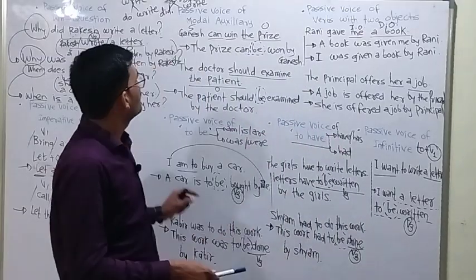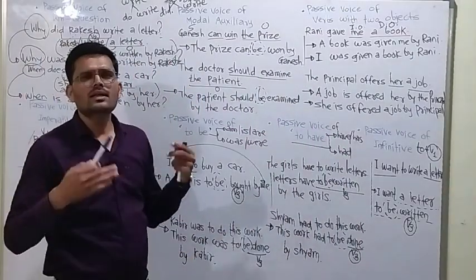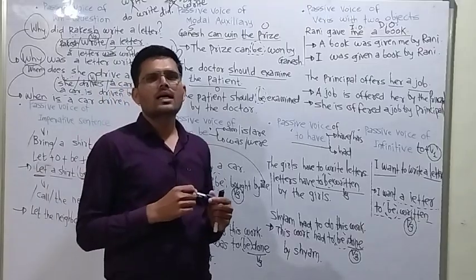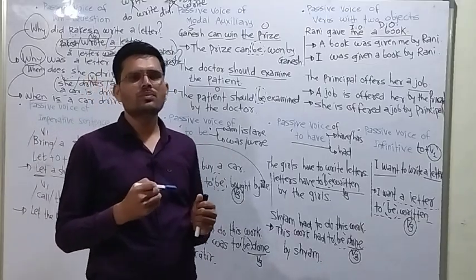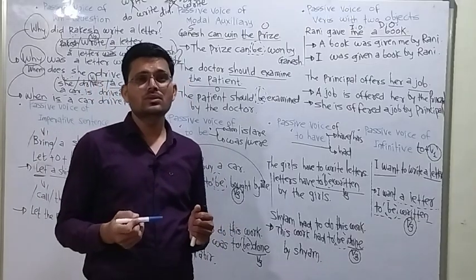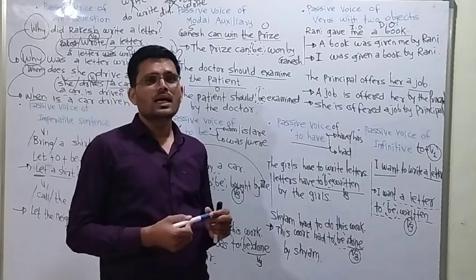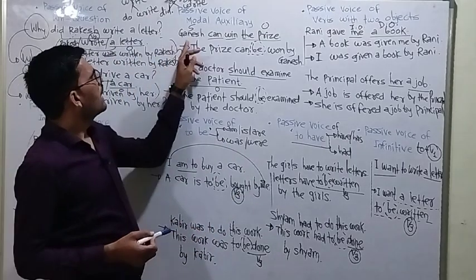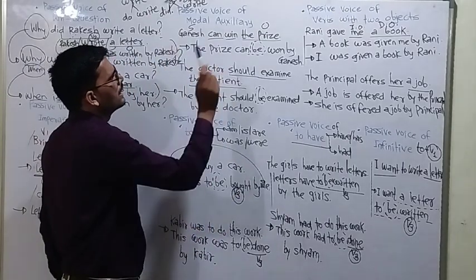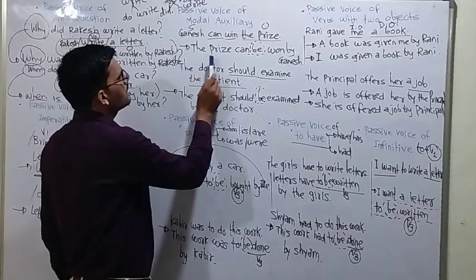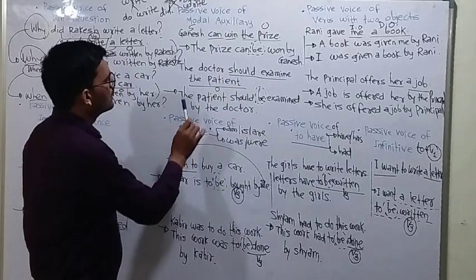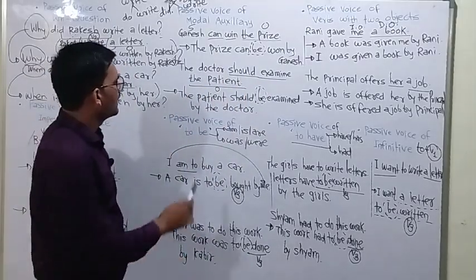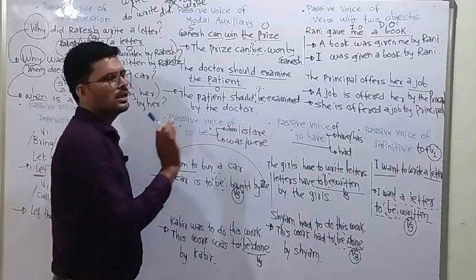Then the passive voice of modal auxiliaries. There are different kinds of modal auxiliaries: will, would, can, could, shall, should, may, might, must, dare to, need to, used to, ought to. Okay, we have to know about that. Okay, next, Ganesh can win the prize. The passive: the prize can be won by Ganesh. Next, the doctor should examine the patient. The answer: the patient should be examined by the doctor.